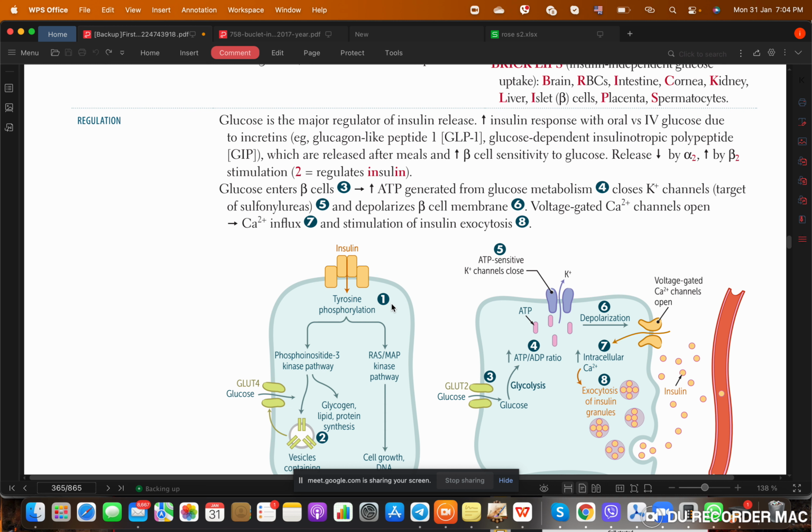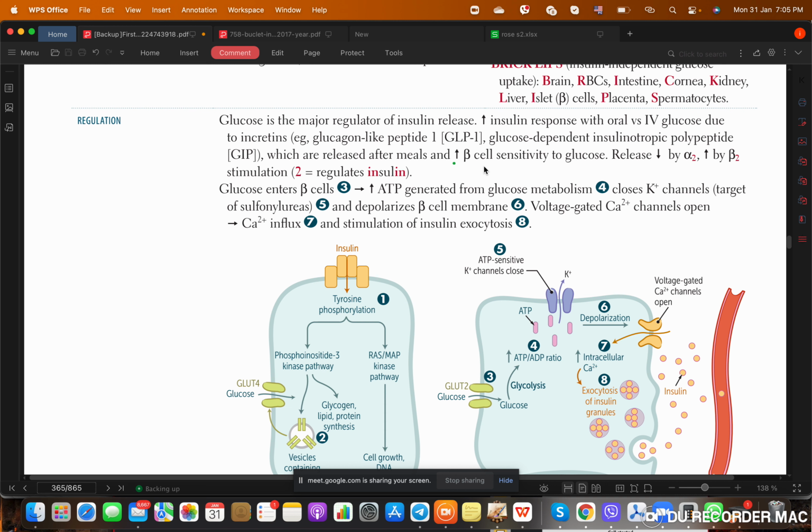Why? Because when you take the glucose orally, that will stimulate something called glucagon-like peptide, GLP, also known as incretin. And that is going to stimulate your pancreas to secrete more insulin. So glucose-dependent insulinotropic polypeptide, the GIP, will be released after a meal and increase the beta cell sensitivity to glucose. The release can be decreased with a few things.